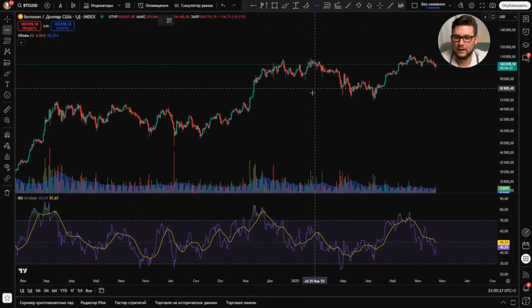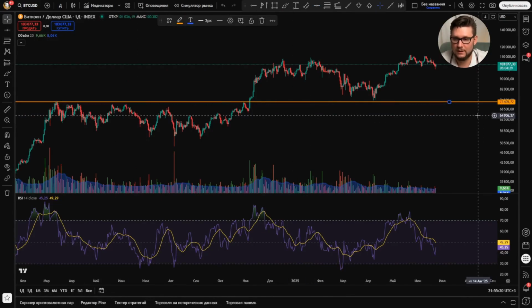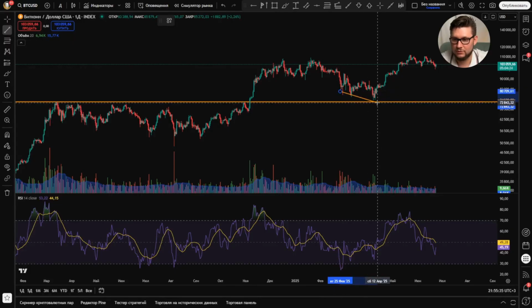This works especially well after a divergence. For example, here we see a key level. The price has reached it, and it did so through a divergence.